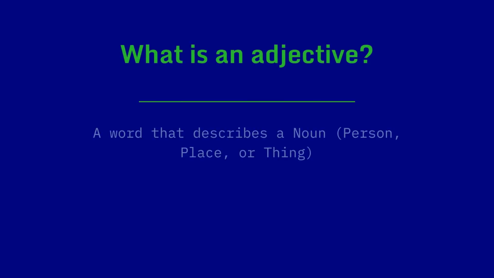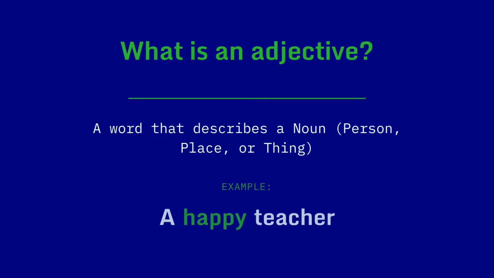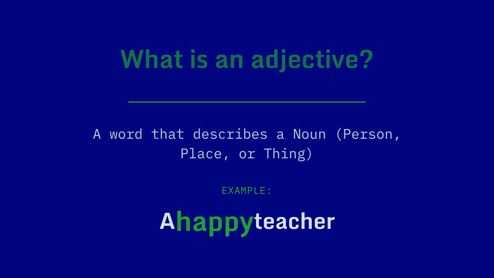Hello, I am Dave. Adjectives are words that describe things. They make our English much more interesting. An adjective is a word that describes a person, a place or a thing, like a happy teacher. Today we will look at the 4 most common types of adjectives you need to know.